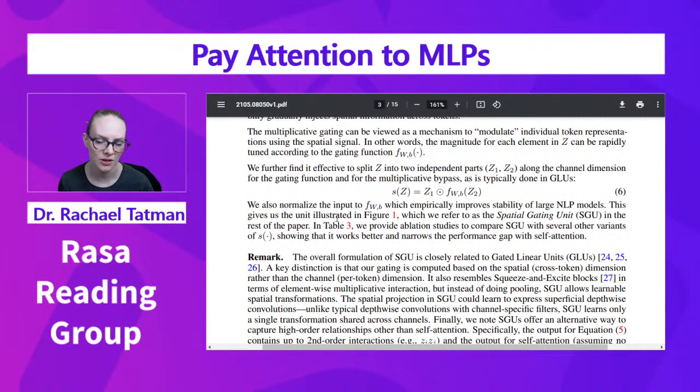We also normalize the input, which empirically improves the stability of large NLP models. This gives us the unit illustrated in figure 1, which we refer to as the spatial gating unit in the rest of the paper. In table 3, we provide ablation studies to compare SGU with several other variants of S, showing that it works better and narrows the performance gap with self-attention. So they tried a bunch of stuff, and this is the one that worked best.